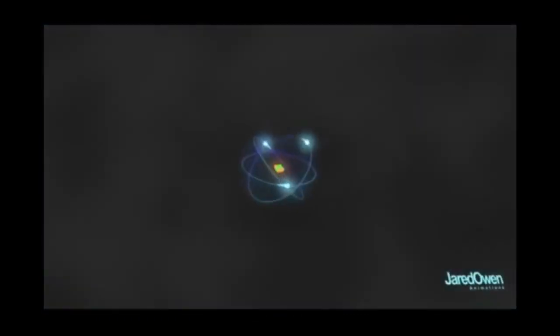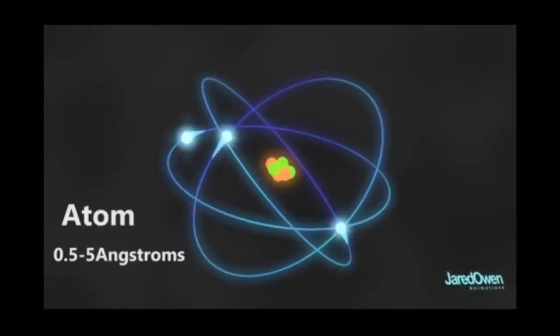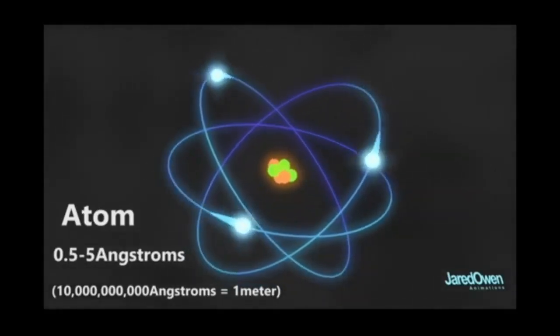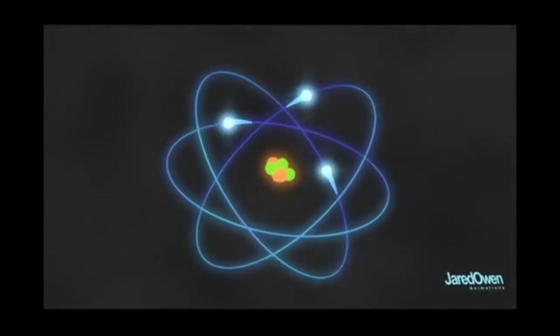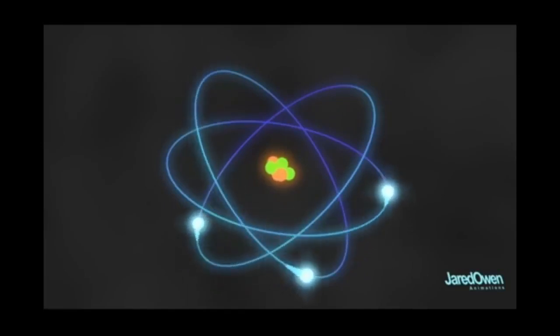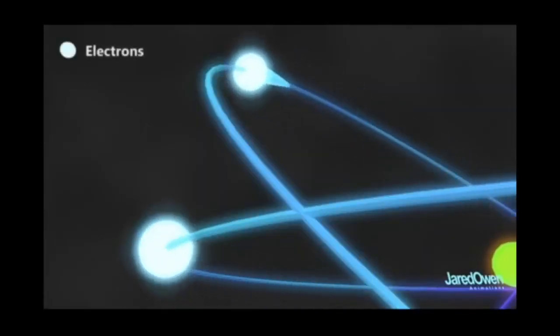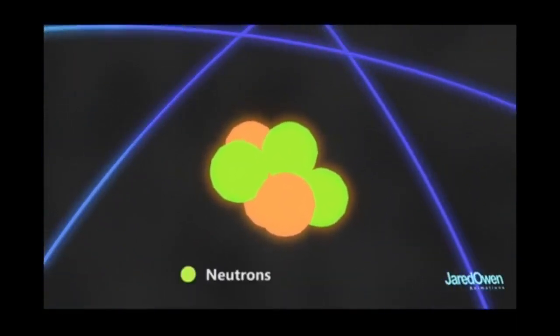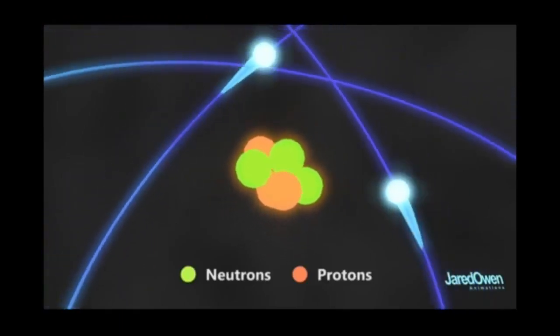Now here's an example of what an atom would look like. The size of an atom is only a few angstroms. There are 10 billion angstroms in 1 meter. When you think of an atom, you probably picture something like this. On the outside, you've got electrons that have a negative charge. In the middle is the nucleus. It's made of neutrons which have no charge and protons which have a positive charge.